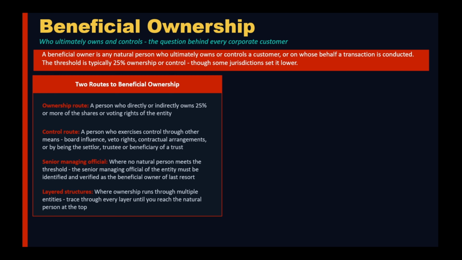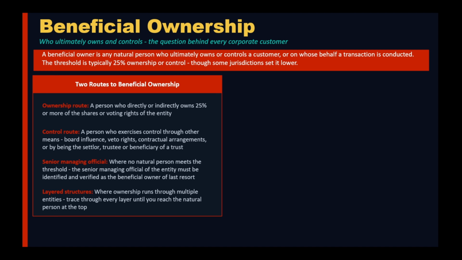There are two routes to beneficial ownership. The ownership route: a customer who directly or indirectly owns 25% or more of the shares or voting rights of the entity. This can be through direct shareholding or through a chain of entities where the person's ultimate stake exceeds the threshold. The control route: a person who exercises control through other means, such as board influence, veto rights, contractual agreements, or by being the settlor, trustee, or beneficiary of a trust.